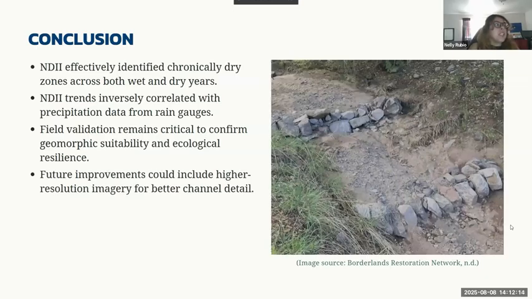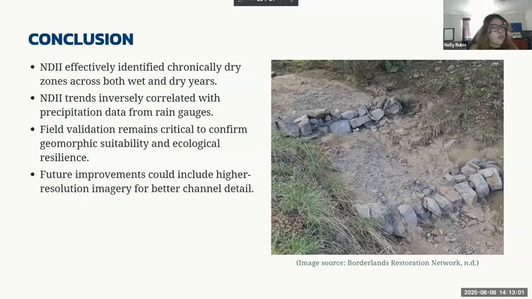We were able to use NDII to effectively identify chronically dry zones across both wet and dry years. It was a narrowed down approach, but it does create an implementation program where you can find areas within distance of these priority points for these ORD placements. NDII trends were inversely correlated, so we were able to see that NDII trends are most useful during periods of drought. During periods of high precipitation, it is less accurate, and it's best used during periods of drought for identifying these low infiltration zones.